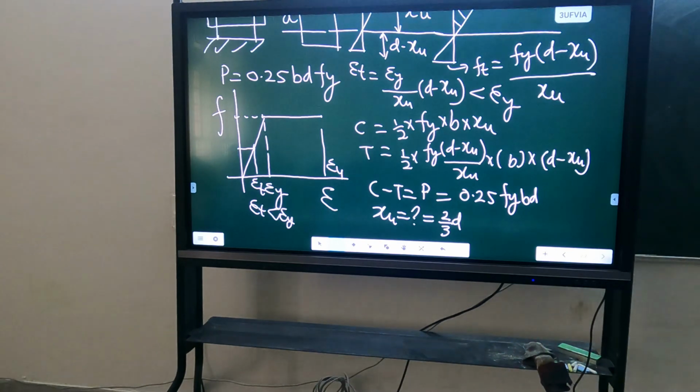You will first calculate the centroid, that will be 2 by 3 of 2 by 3 d. So 4 by 9 d minus d by 4. That is the result. And this is what we are taking about. So you have to do d by 2 minus the lever arm.